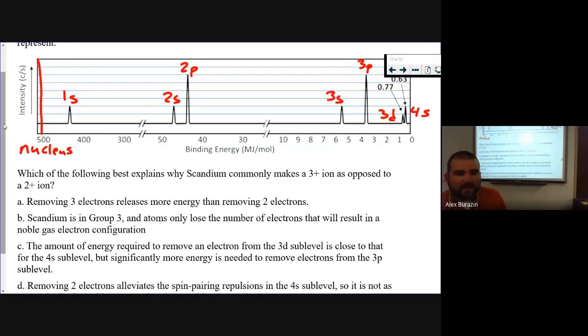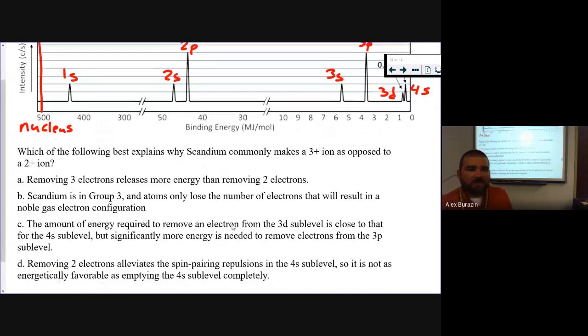A, removing 3 electrons releases more energy than removing 2. Okay, to get rid of electrons requires energy. When electrons get removed, it doesn't release energy, it requires energy. So this is actually the opposite of what's truly happening. So A can't be correct.